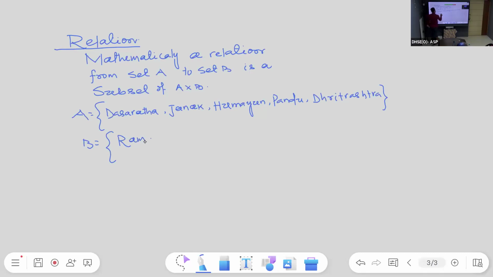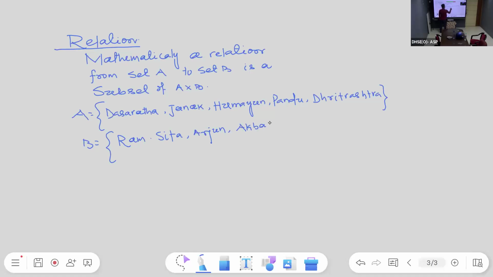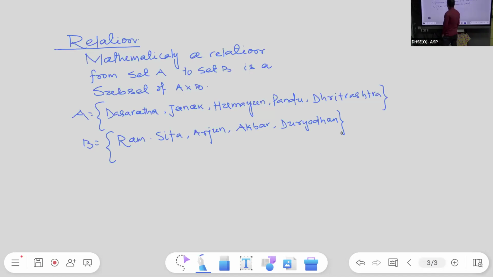Ram, Sita, Arjun, Akbar, and Duryodhan. So guys, tell me, can we define any relation from set A to set B? That means, is there any relation between the individuals of set A and set B? Yes. The relation is fatherhood relation.